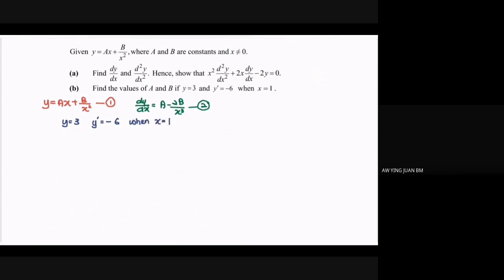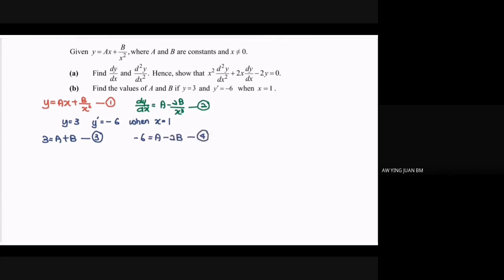So now I'm going to substitute the value into a. So kindly refers to equation 1. So we have 3 is equals to a plus b. So we name it as equation 3. Next, I'm going to substitute the equation 2 as well. So where we have the negative 6 is equals to a minus 2b, where we have the equation 4.